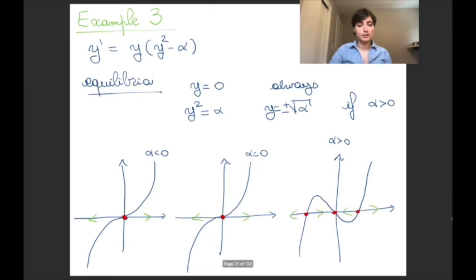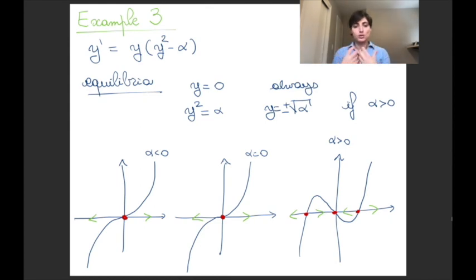If we look at equilibria here, we find them very easily, and then we can find the phase line. For alpha negative, y equal to 0 is unstable. For alpha equal to 0, y equal to 0 is again unstable. For alpha positive, y equal to 0 becomes stable. And we have two new equilibria, plus or minus square root of alpha, that each is unstable.